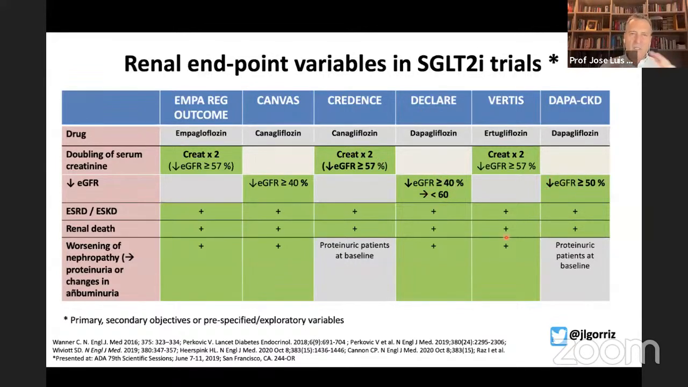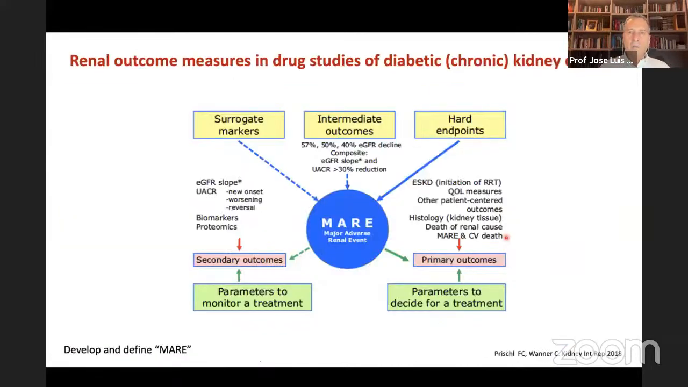My God, such a nightmare. We need an agreement, and this agreement is MAKE. The authors, Dr. Banner and Dr. Prisel, proposed to develop and define serious renal adverse event and major adverse renal event comparable to MACE. MACE corresponds to serious cardiovascular adverse event. MARE includes a range of serious morbidities such as developing new onset of end-stage renal disease, reaching end-stage kidney disease, or receiving a kidney transplant, and mortality.